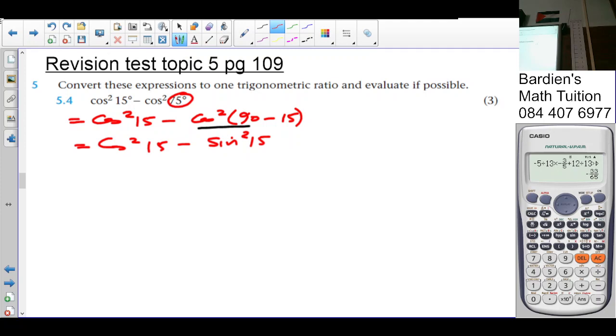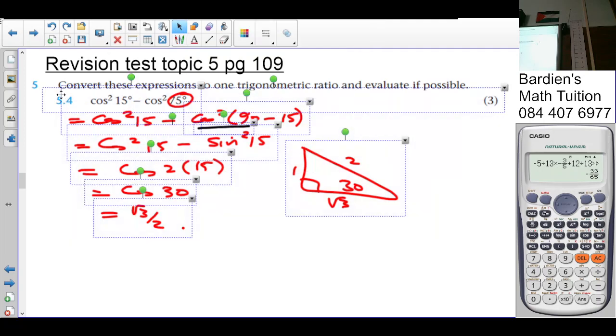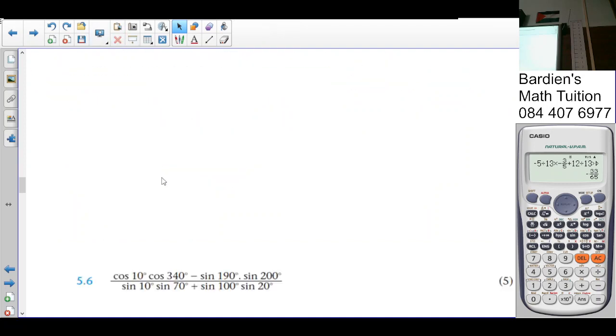We got cos squared alpha minus sine squared alpha. That should remind us of cos 2 alpha, the double angle. So it will simply be cos 2 times, and what's the angle in this case? 15. What is 2 times 15? 30 degrees. So we go 30, so it's 1, 2, root 3. What is cos of 30? Root 3 over 2. Okay. So this is a commonly asked question. I've seen this question coming up already in past exams, a past grade 12 paper as well.